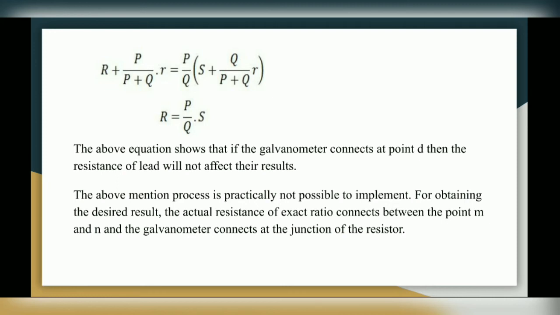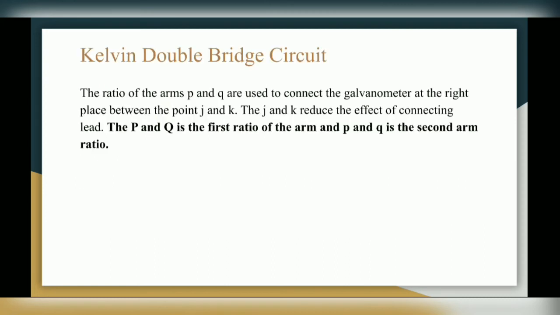The above equation shows that if the galvanometer connects at point D, then the resistance of lead will not affect the results. The above mentioned process is practically not possible to implement. For obtaining the desired result, the actual resistance of exact ratio connects between the points M and N, and the galvanometer connects at the junction of the resistor. So this is the Kelvin's double bridge circuit.